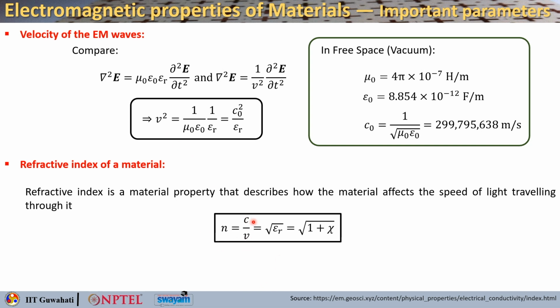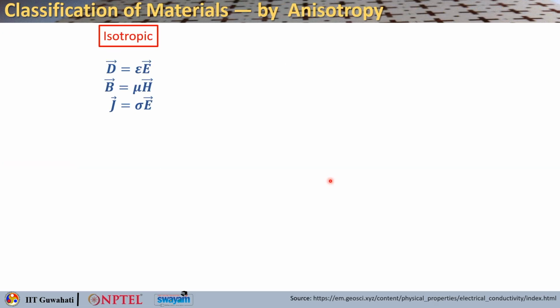C, the speed of light in vacuum, divided by the speed of light in that particular medium, comes out to be square root of epsilon r, which is also related to the electrical susceptibility of the material by square root of 1 plus chi. So, you are just writing epsilon r as 1 plus chi. Okay. So, now we will see how the materials can be classified based on different electromagnetic properties.